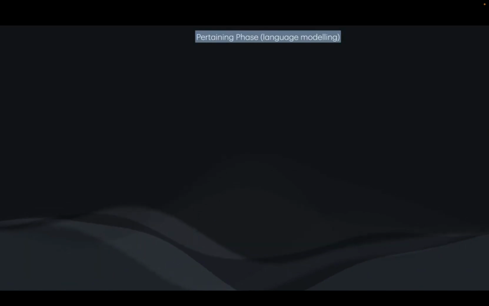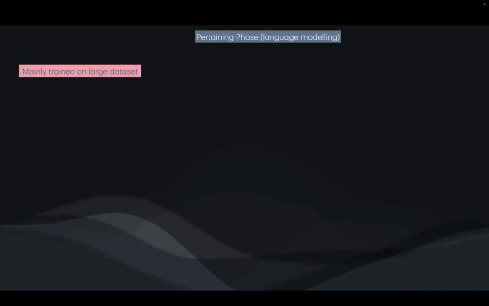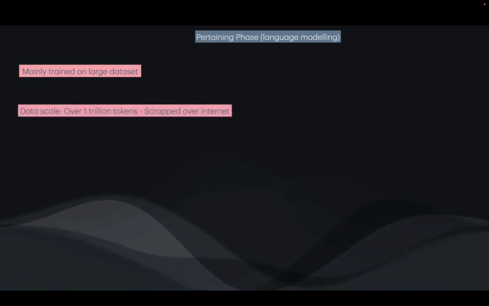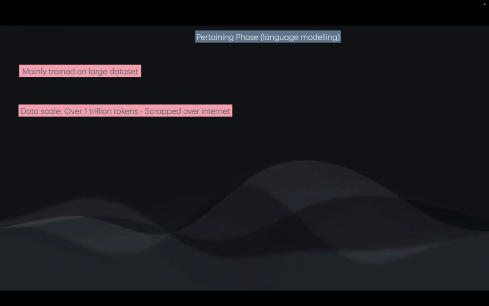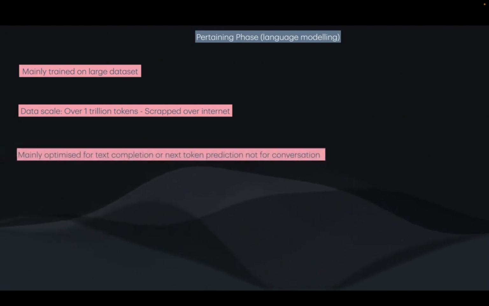So the first phase is the pre-training phase, which we also call language modeling, right? In this phase, we mainly train our LLM on a large-scale data set. This large data set is on a scale of over 1 trillion tokens. These tokens are nothing but, if we are thinking about a sentence, each of the words can be one token. Each of the words can also be split into multiple tokens, which is a different concept, but just imagine that we are training this model over 1 trillion tokens, and those tokens are mainly scraped over the internet, right? With this, we will mainly optimize this model for text completion, or the next token prediction task, right?